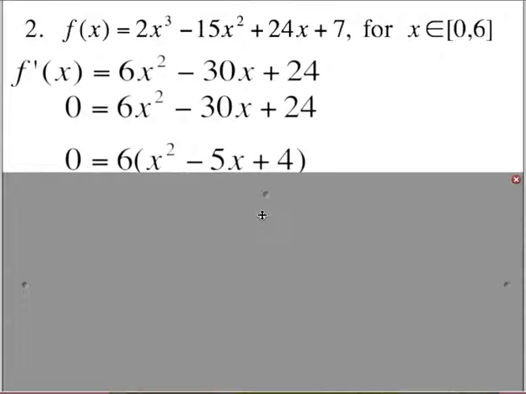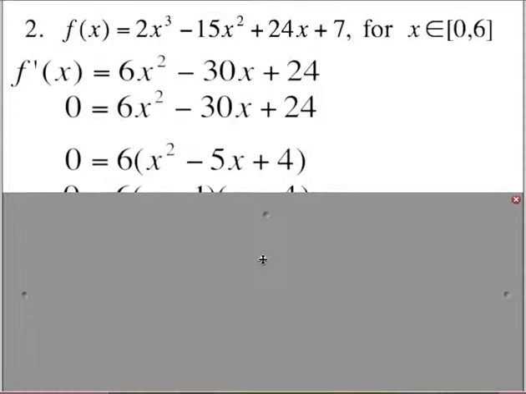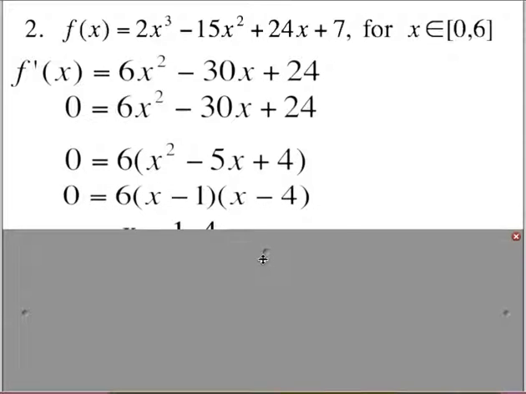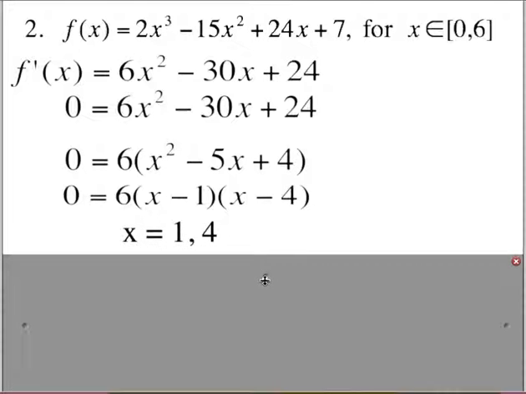And then use your diamond problem. What two numbers multiply to 4 and add to negative 5? It would be negative 1 and negative 4. And then just using the zero product property tells me that my critical points are at 1 and 4. So then I'm going to plug 1 into my original function, my cubic, and then also the 4. And then I'm also going to plug in 0 and 6.